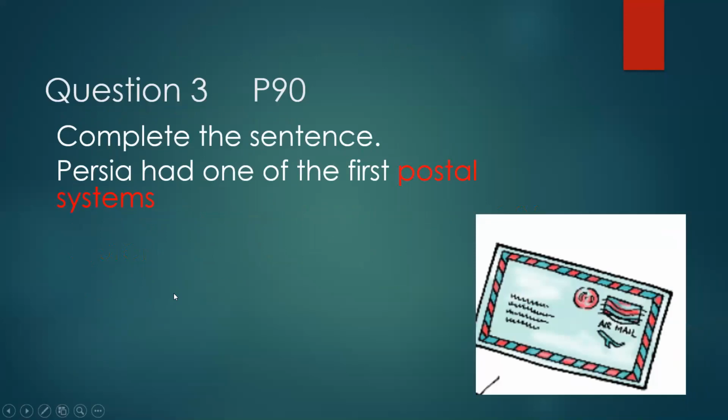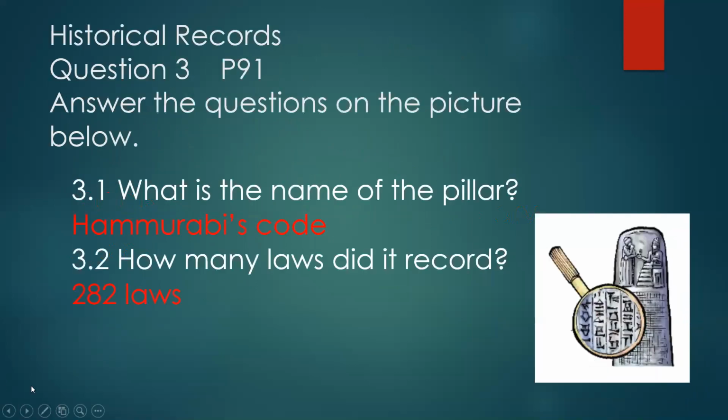Question number 3 was, complete the sentence. Persia had one of the first postal systems. This is obviously a letter that is sent. Question number 3.1. What is the name of the pillar? The pillar was the Hammurabi's code.